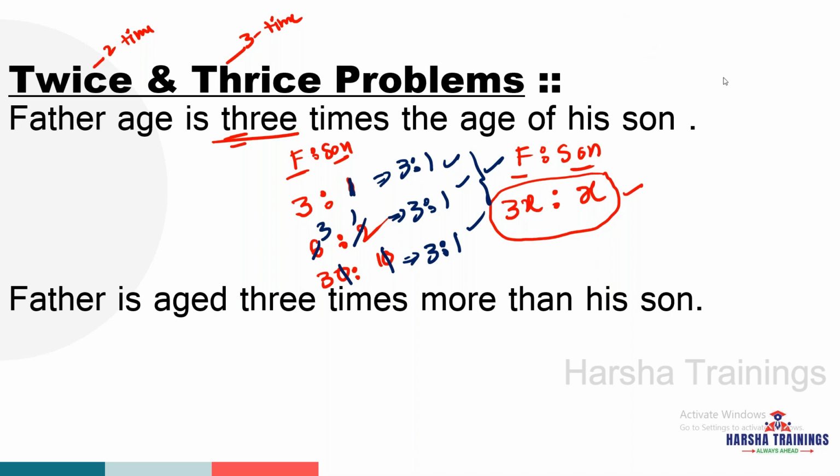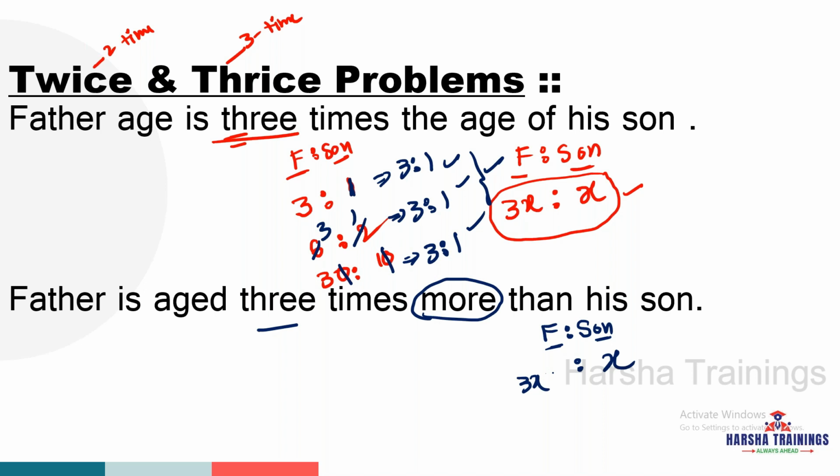Okay, coming to the next point: the father is aged 3 times more than his son. The son's age we don't know, so let it be x. The father is how many times? 3 times. So x into 3, 3x.